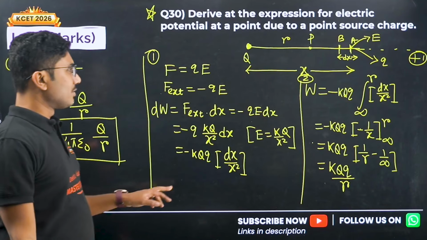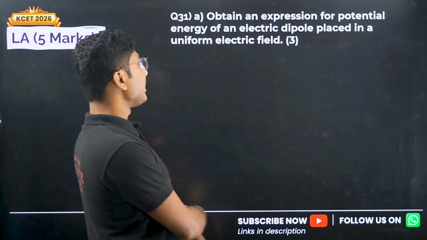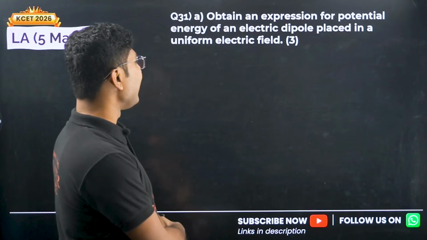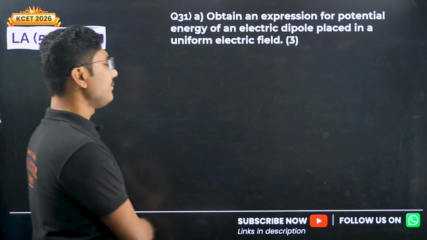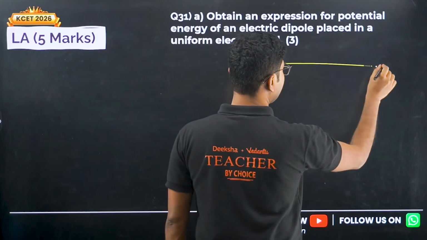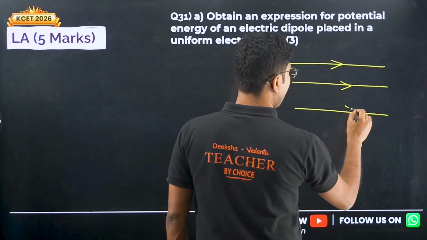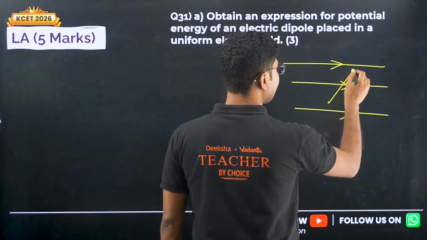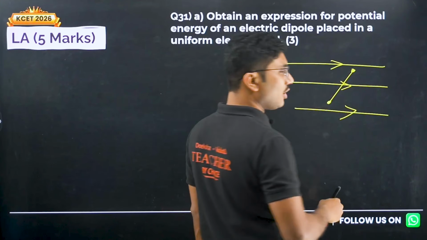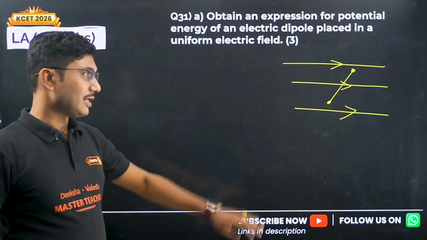Okay, now let's move on. Obtain an expression for potential energy of an electric dipole placed in a uniform electric field. So we have a uniform electric field, and a dipole is placed inside this electric field. We have to calculate the potential energy of this dipole.